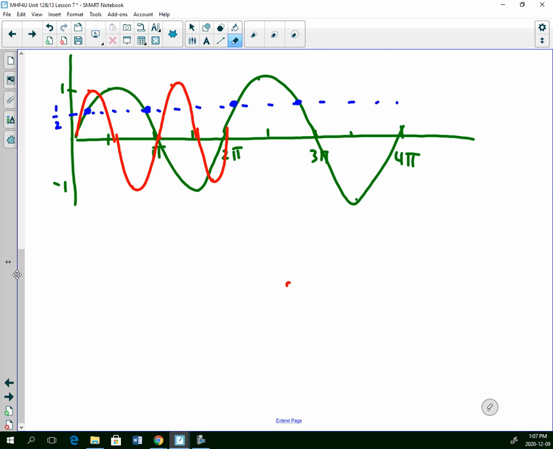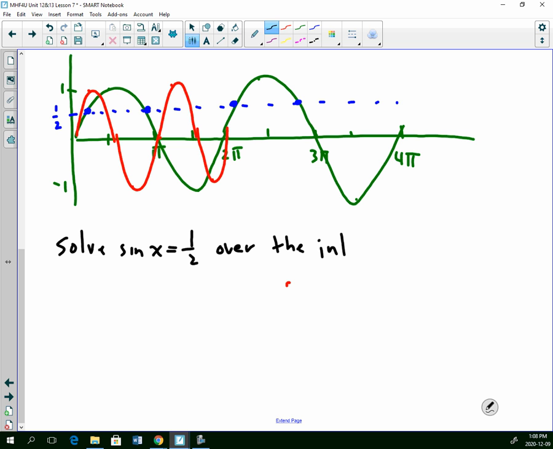Okay? So we're going to solve sine x equals 1/2 over the interval 0 to 4 pi. Okay, so we're going to double the interval. Right, so that's what I'm doing. I'm doubling the interval.